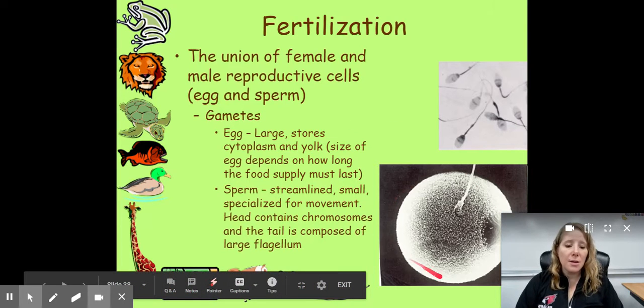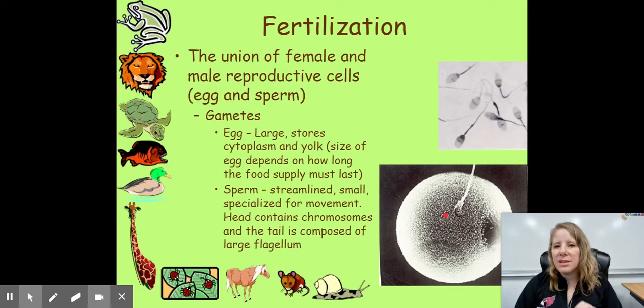The egg is very large in comparison to the sperm. They have a lot of yolk in them because the baby actually will just live on that yolk depending on the type of animal. If it's an egg-laying animal, they're going to live on that yolk until they are born. In the case of a placental mammal, they are going to have a little bit of yolk to last until they have implanted into the uterus and created their own placenta. So different animals have different things, but they all have a yolk depending on how long that food supply needs to last.